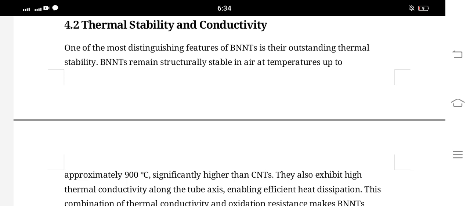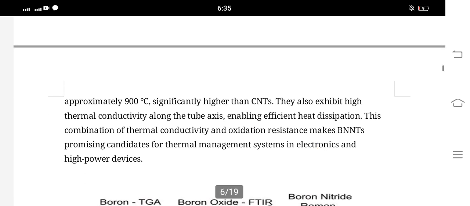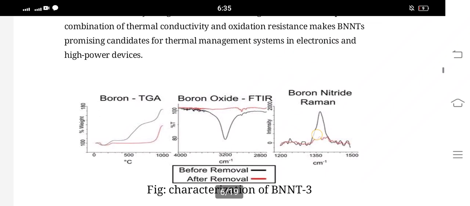The combination of high thermal conductivity and excellent oxidation resistance makes boron nitride nanotube materials highly promising for thermal management systems in electronics, high power devices, aerospace components, and environments exposed to extreme temperatures. These characteristics position boron nitride nanotubes as ideal candidates for next generation heat resistant nanomaterials.